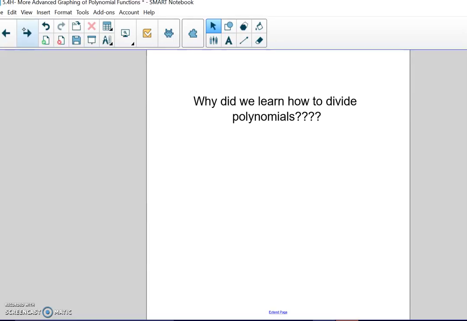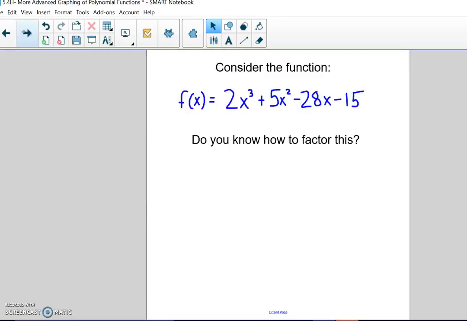Whether factoring a quadratic, or factoring by grouping, or factoring a difference of perfect squares, all those strategies that we learned are not going to work, and we need another way to factor. The way that we're going to do that is by using either synthetic division or long division. So let's jump straight into a problem right here, and let's look at this function.